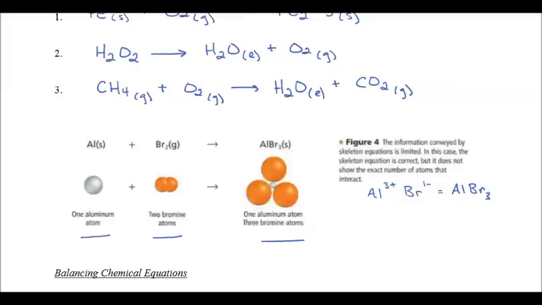However, we have a problem. On one side, we have 2 bromine atoms, and on the right side, we have 3 bromine atoms. We cannot have that. There has to be a conservation of mass. And that's something that we're going to discuss in future lessons.